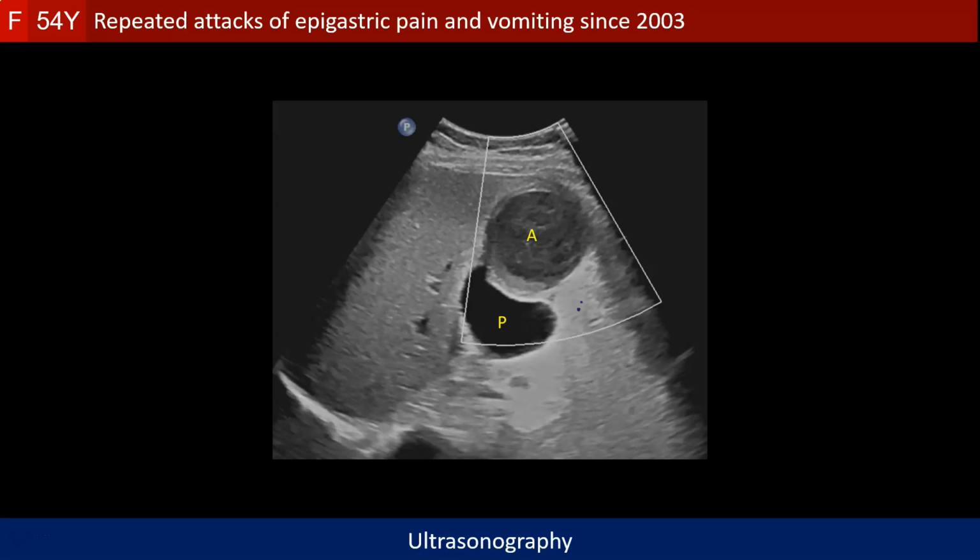On ultrasonography, the anterior structure contains echogenic material and has a thicker wall, while the posterior structure contains clear fluid and has a thin wall.